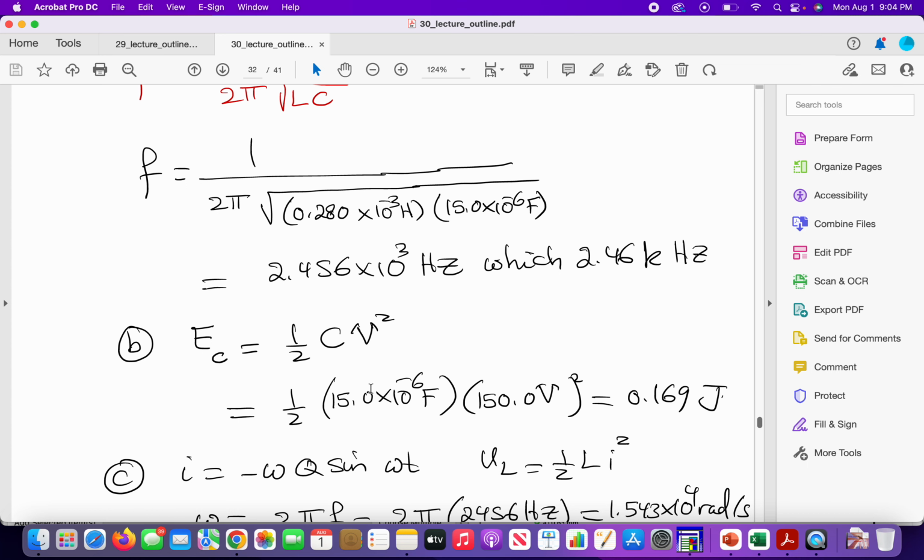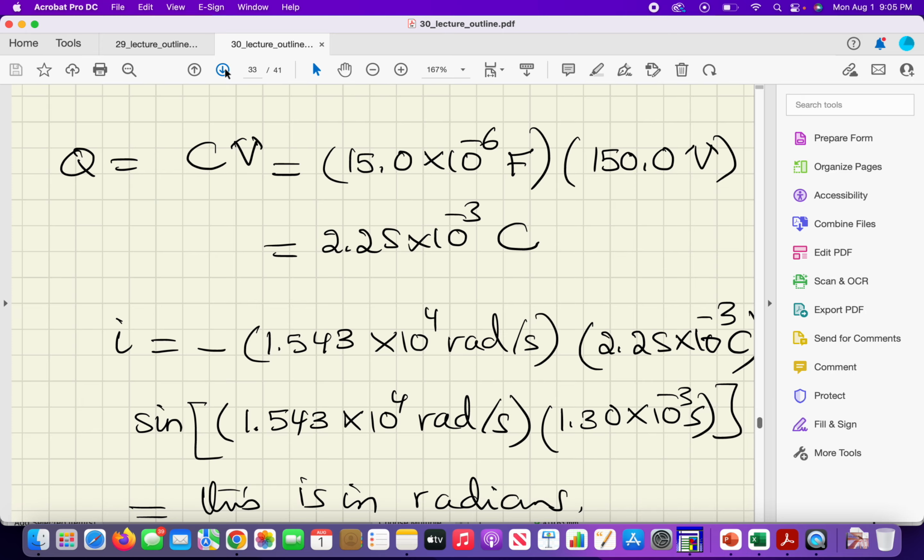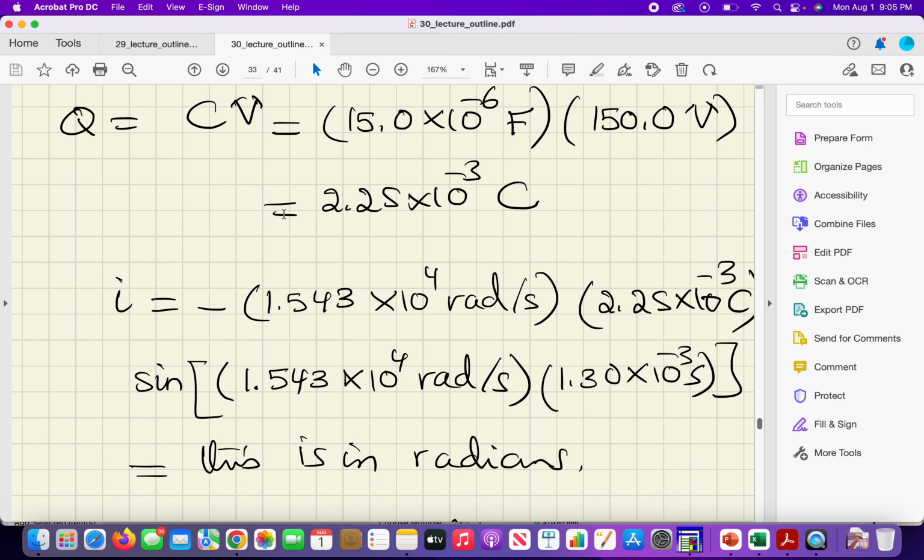Now E_C, the electric energy, is 1/2 C V squared, and that is 0.169 joules. We can calculate I, the current, which is sinusoidal: minus omega Q sine omega t, and U_L is 1/2 L I squared. Now we first need to calculate omega, which is 2 pi times the frequency.